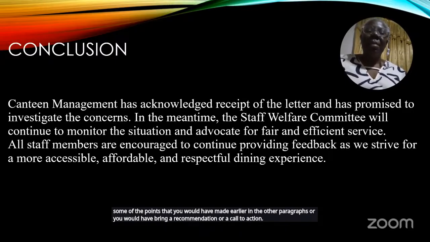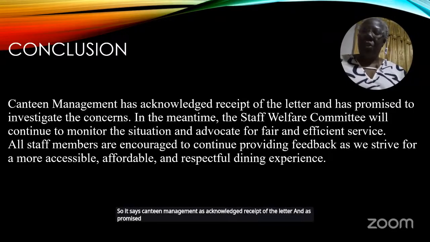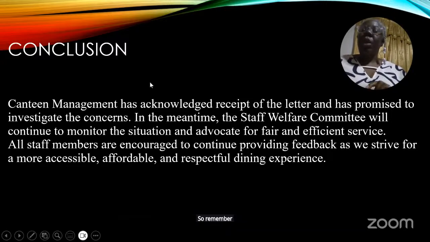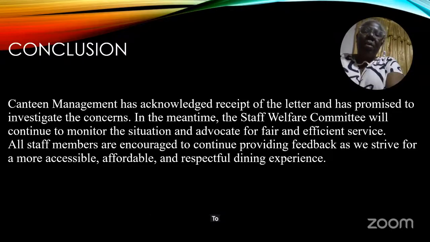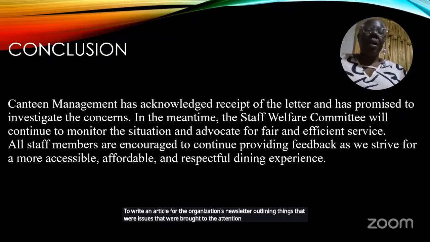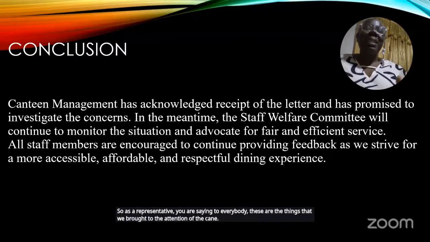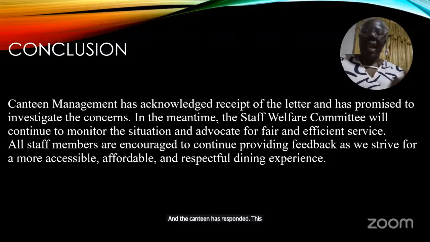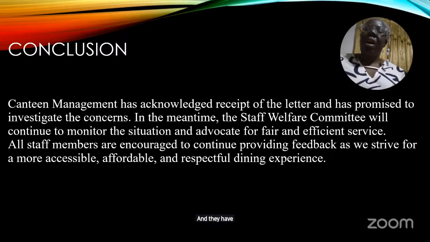So it says canteen management has acknowledged receipt of the letter and has promised to investigate the concerns. So remember, you were asked as a staff representative to write an article for the organization's newsletter outlining issues that were brought to the attention of the canteen management. So as a representative, you are saying to everybody, these are the things that we brought to the attention of the canteen, and the canteen has responded.